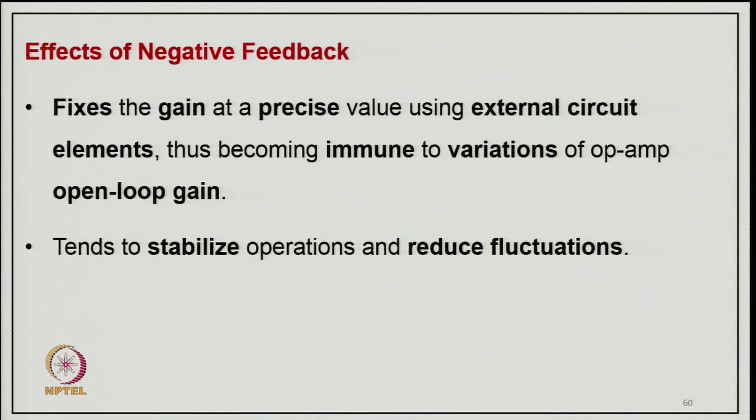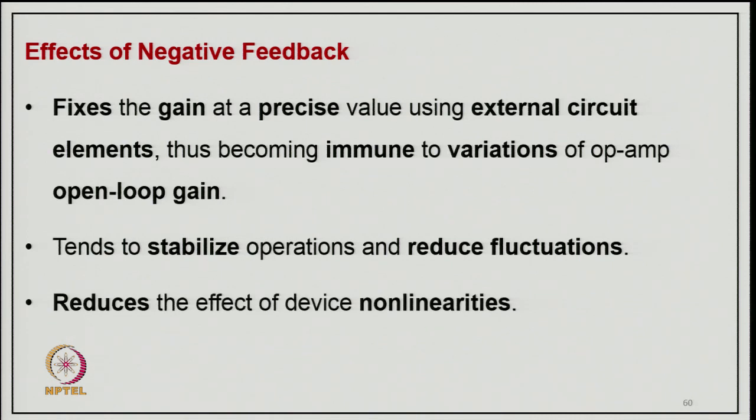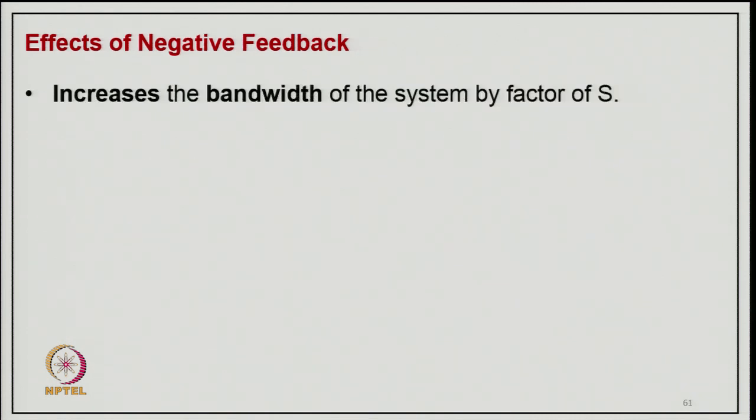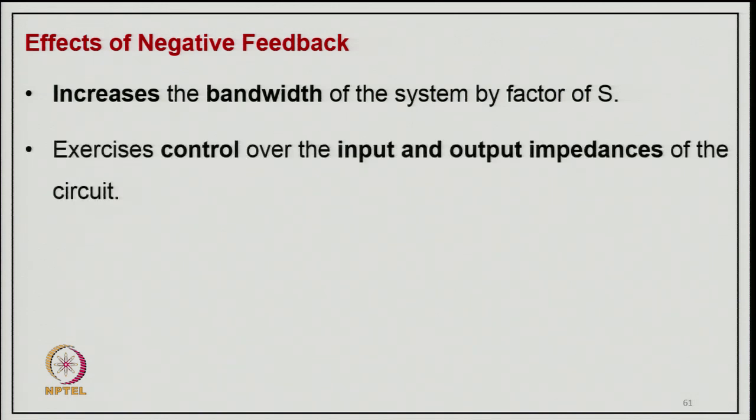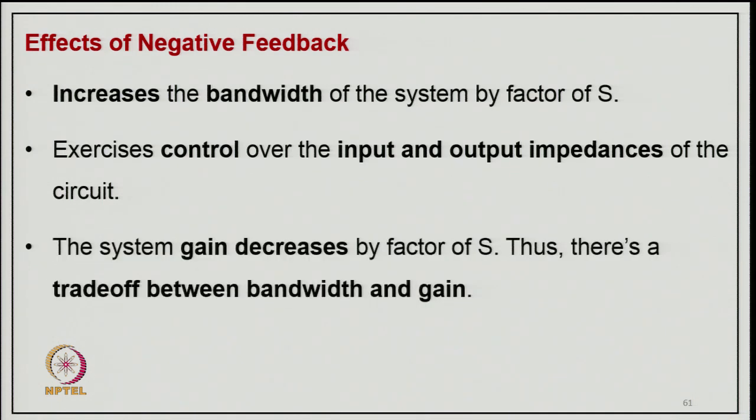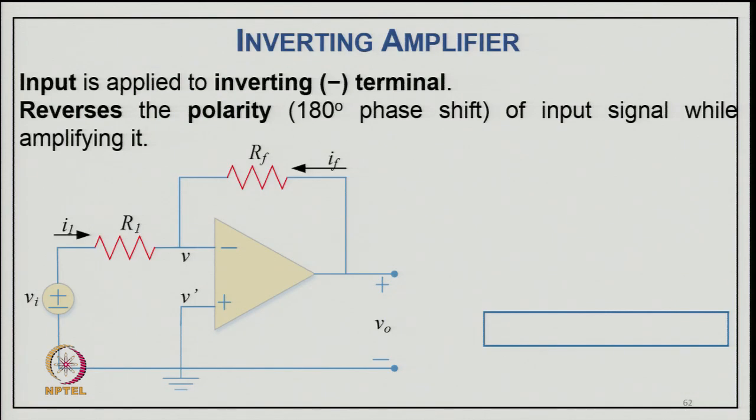So, it tends to stabilize the operation, reduce the fluctuation, and reduce the effect of device nonlinearity. It increases the bandwidth of the system by a factor of S, and exercises control over the input and output impedance of the circuit, and the system gain decreases by a factor of S. Thus there is a trade off between the bandwidth and gain typically.